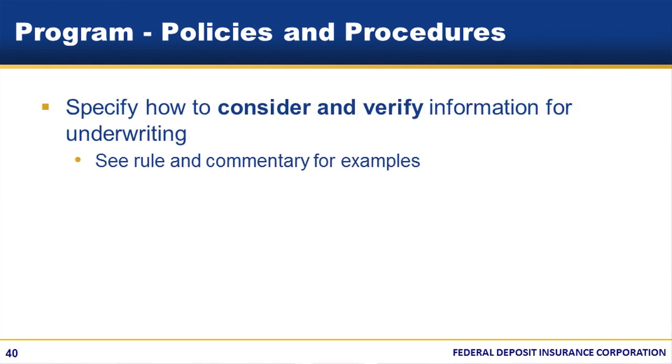Your policies and procedures should reflect the requirement that underwriting information be considered and verified. It may be helpful to your staff to include appropriate means of verifying the underwriting information and obtaining the reasonably reliable third-party records to be used in ATR compliance. The rule and commentary lists examples.